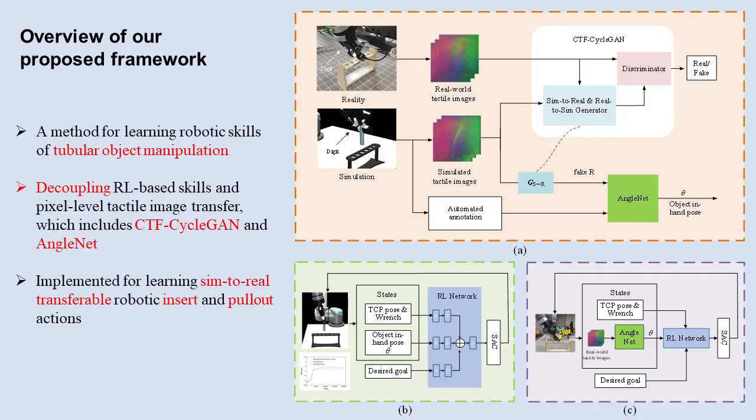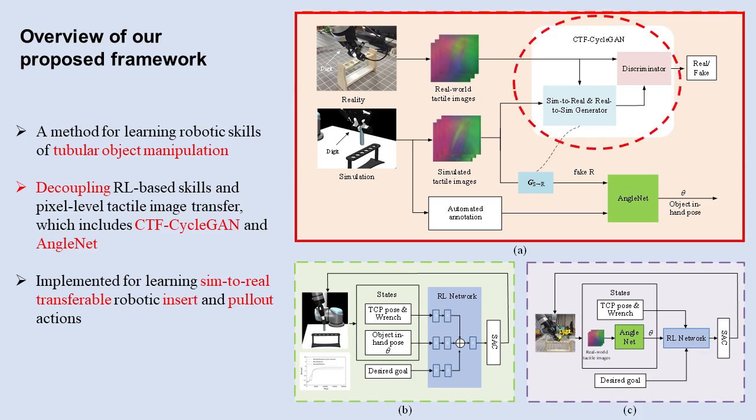We propose a method for learning robotic skills of tubular object manipulation that are generalizable toward object textures and Sim2Real domain gaps. This is achieved via decoupling RL-based skills and pixel-level tactile image transfer, which includes a pixel-level unsupervised domain adaptation network that cascades CNNs and transformer (CTF CycleGAN), and an object in-hand pose estimation network (AngleNet). The proposed method ensures high generalization capability of in-hand pose estimation toward unseen surface texture of the tubular objects.